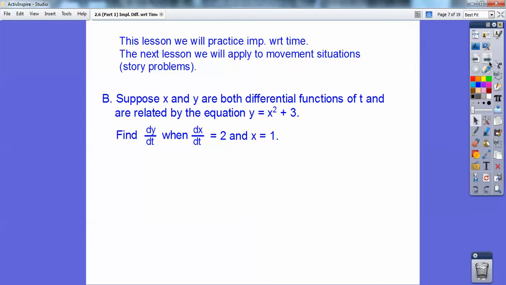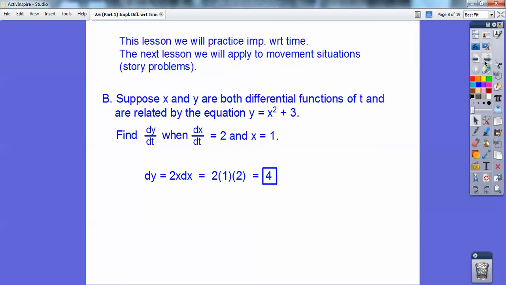All right, suppose x and y are both differentiable functions of t and are related by the equation y equals x squared plus 3. Find dy/dt when dx/dt equals 2 and x equals 1. Well, let's first take the derivative of that. This is going to be dy/dt equals 2x dx/dt plus 0. Then I just plug in everything.